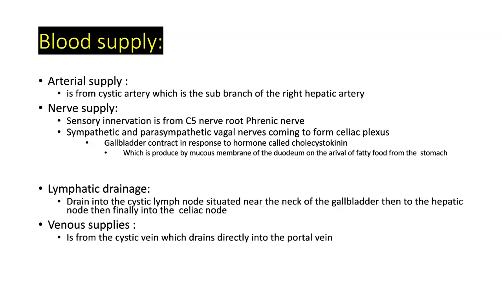So the gallbladder contracts in response to the hormone called cholecystokinin, which is produced by the mucous membrane of the duodenum on the arrival of fatty food from the stomach. The lymphatic drainage drains into the cystic lymph node situated near the neck of the gallbladder and then to the hepatic node and then finally into the celiac node. Venous supply is from the cystic vein, which drains to the portal vein.